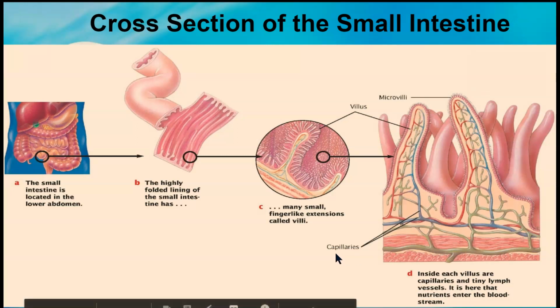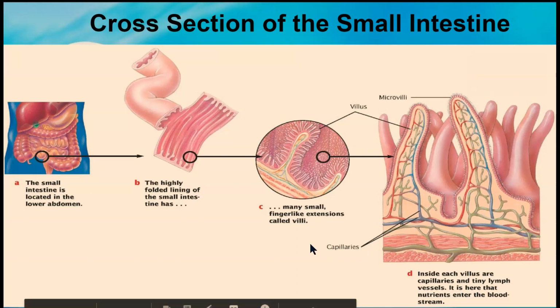And you can notice right here, here's a capillary. These are the smallest of the blood vessels, practically microscopic. And this is where food, across all these microvilli, comes in and gets picked up by the bloodstream and carried to the rest of our body. Crazy process. Inside each villus are capillaries and tiny lymph vessels, and it is here that nutrients enter the bloodstream.